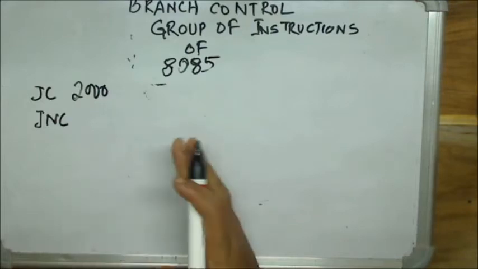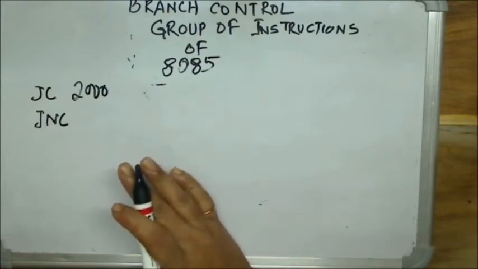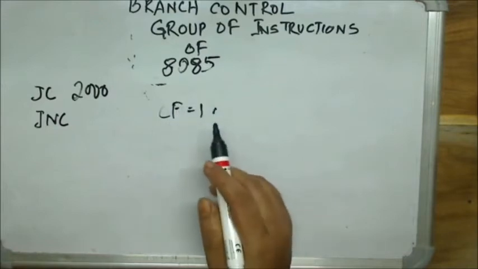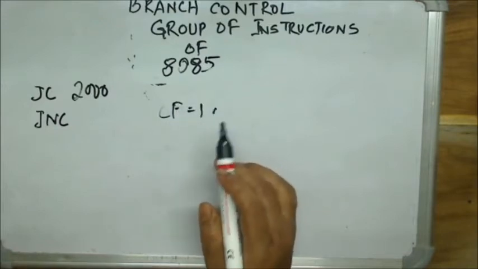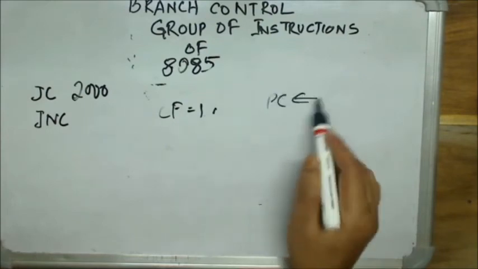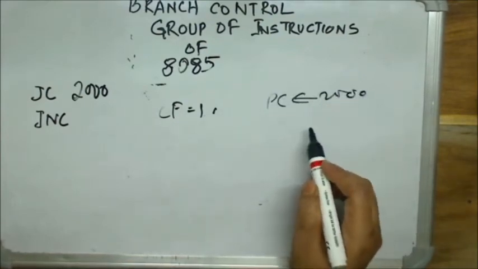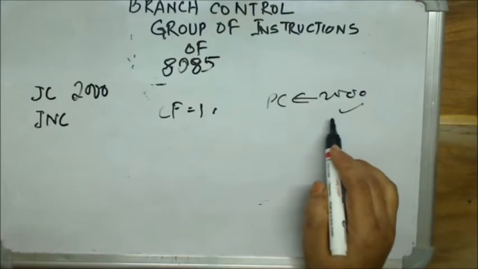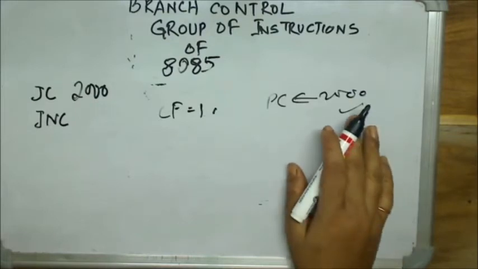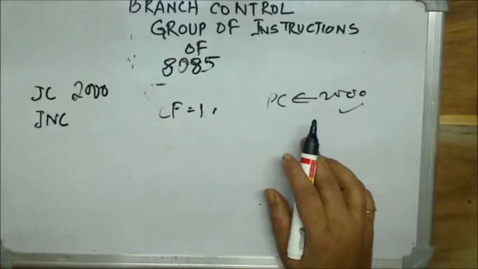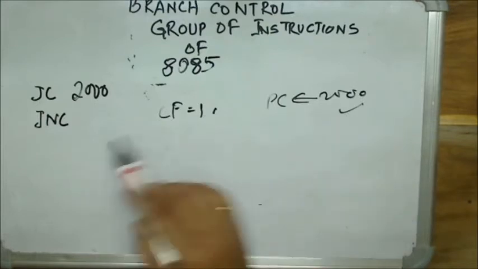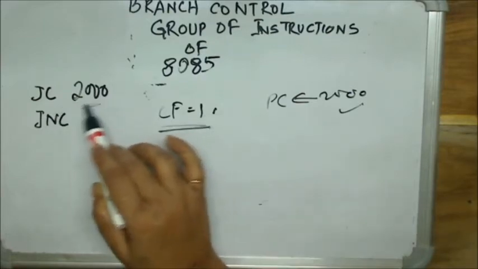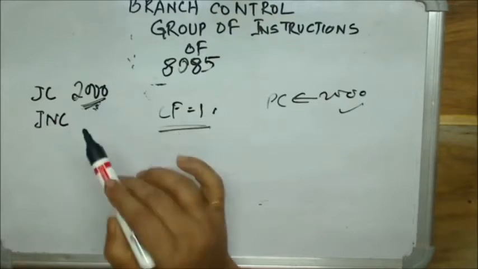If the condition is true, jump if carry means it will check the carry flag. If the carry flag is 1, the condition is true, which means the program counter will get a new value, 2000H, and it will take a jump to memory location 2000H. You know how the program counter gets a new value in jump, like I have explained in JMP 2000H. So only if the carry flag is set will the processor take a jump to memory location 2000H.